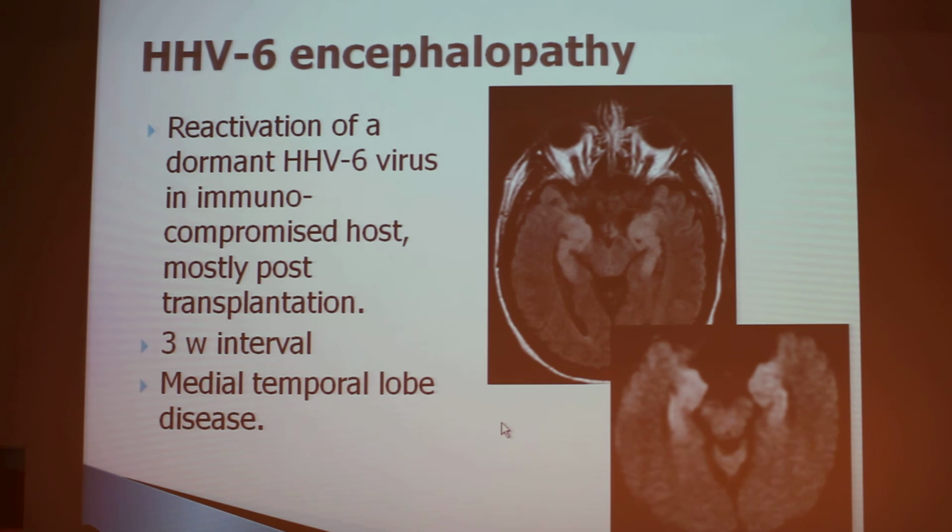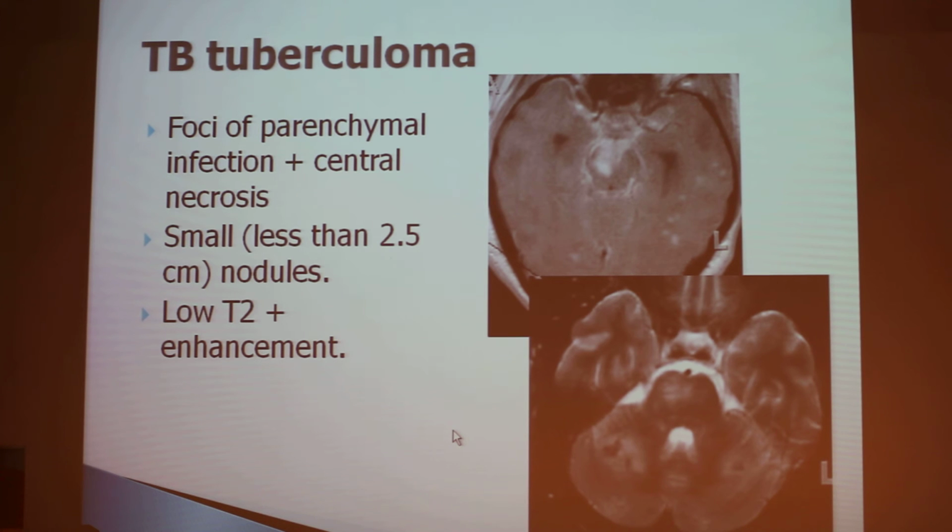And another type of herpes encephalitis is HHV6 encephalopathy, which is seen in immunocompromised hosts, mainly post-transplantation, either stem cell transplantation or solid organ transplantation, usually 3 weeks after the transplantation. And what you see is bilateral, symmetric, medial temporal lobe disease with diffusion restriction. So this is HHV6 encephalopathy in the appropriate clinical settings.